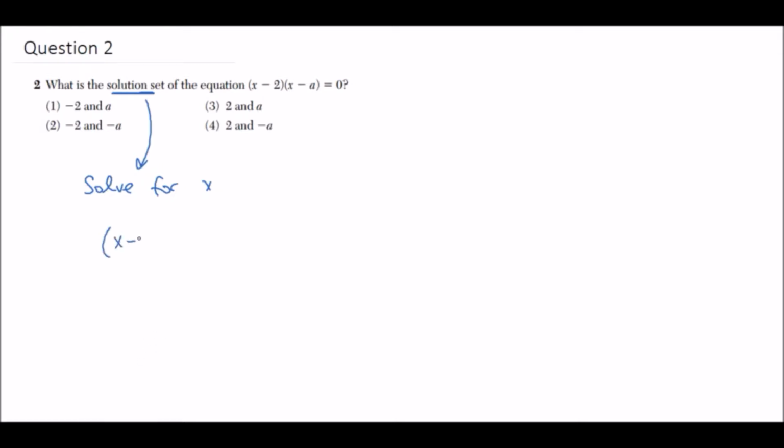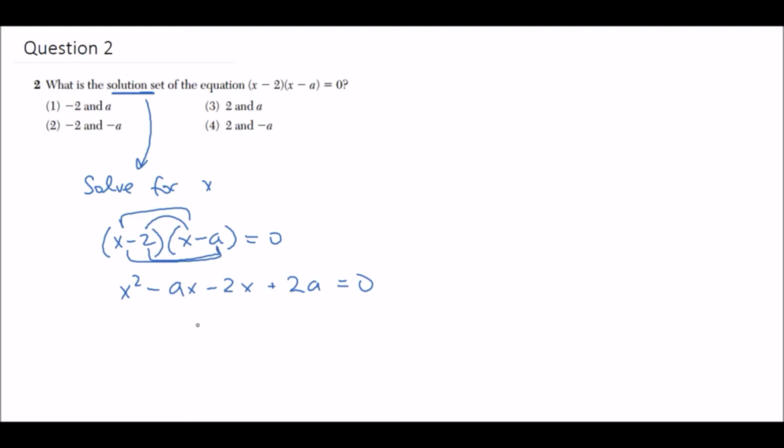Now, note that this question is already in the factored form, so a lot of students will make the mistake of first FOILing this out. What we get is x squared minus ax minus 2x plus 2a is equal to 0. And that's a problem because we don't really know what to do with this. There's no way for us to isolate any of the x's.